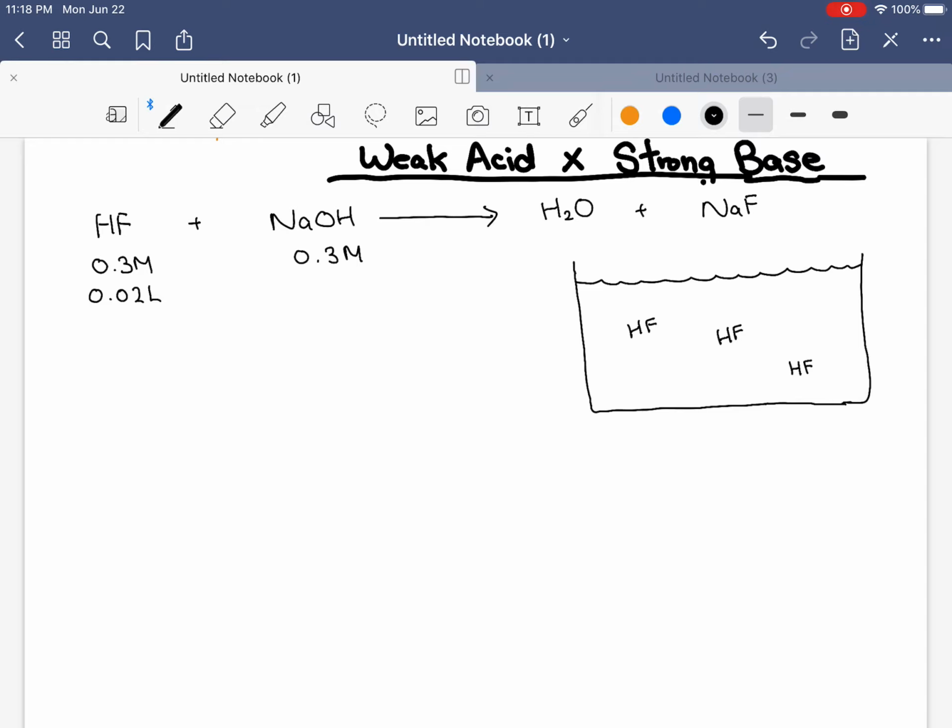Like I said before, even though this is a weak acid, when you're titrating it with a strong base, the strong base will cause HF to dissociate. So the way that HF will react with NaOH is exactly the same as any other strong acid. So let's take a look at this.